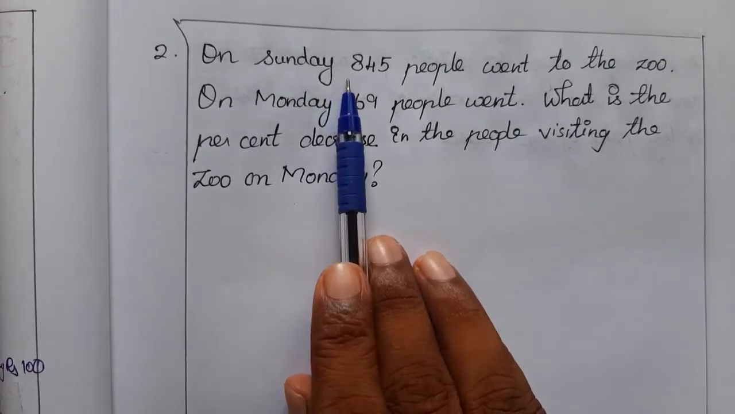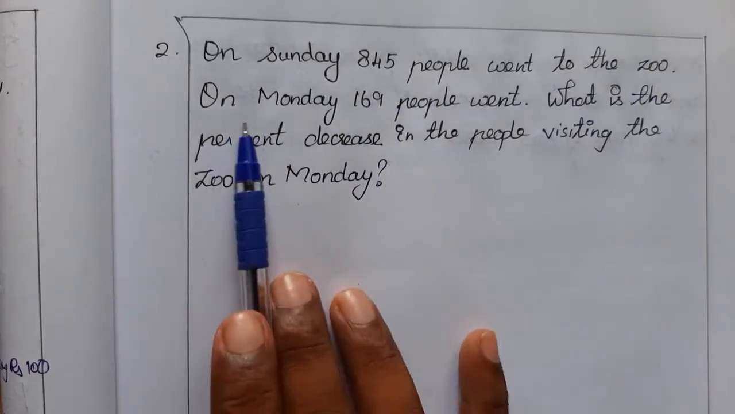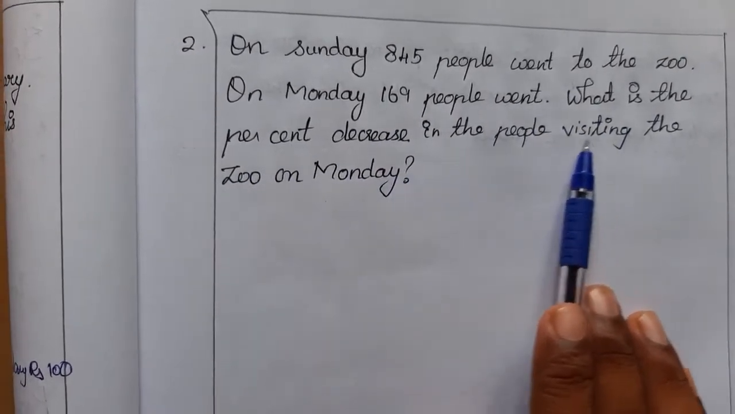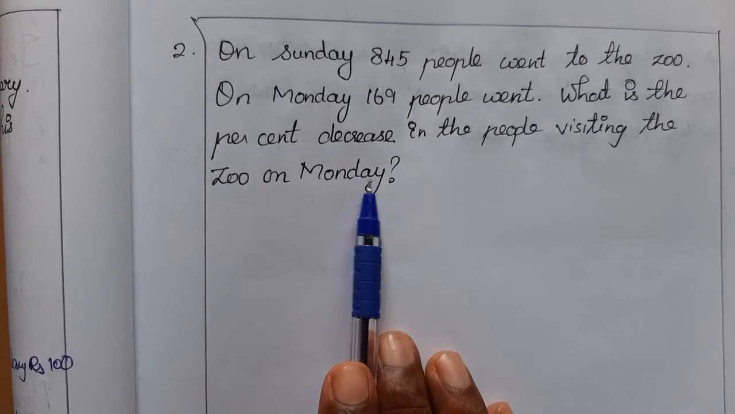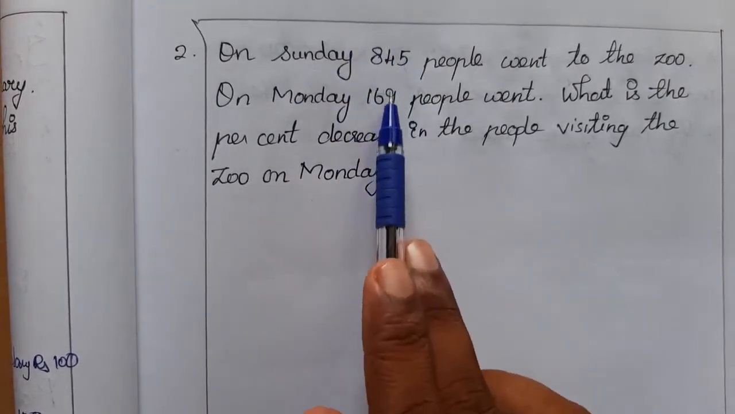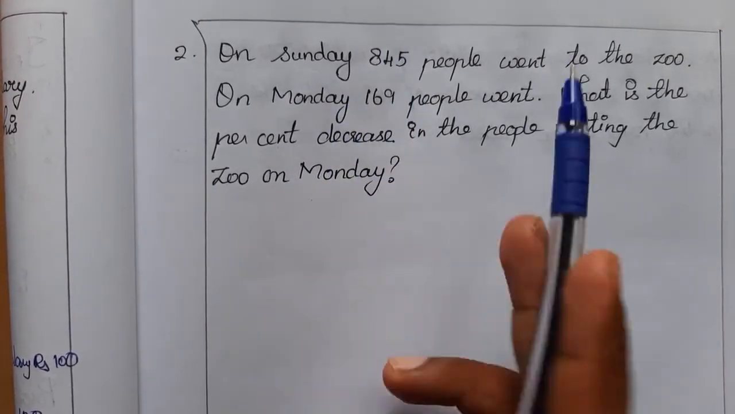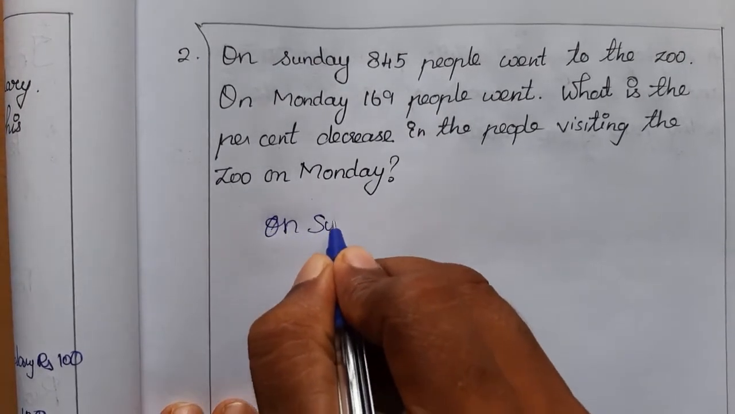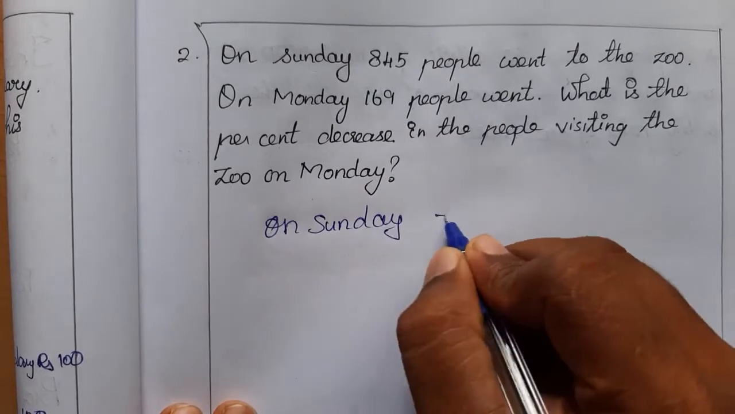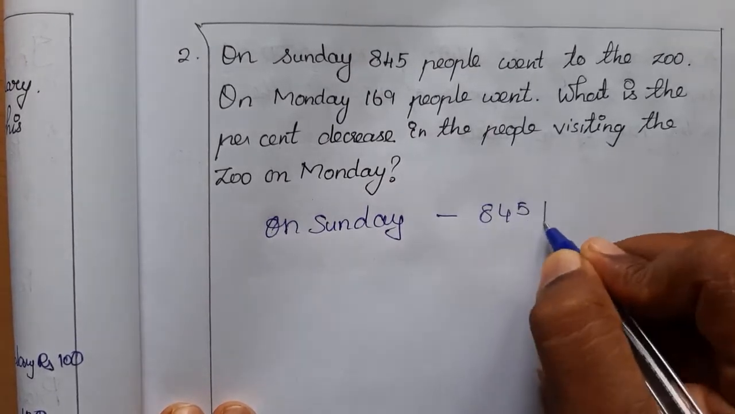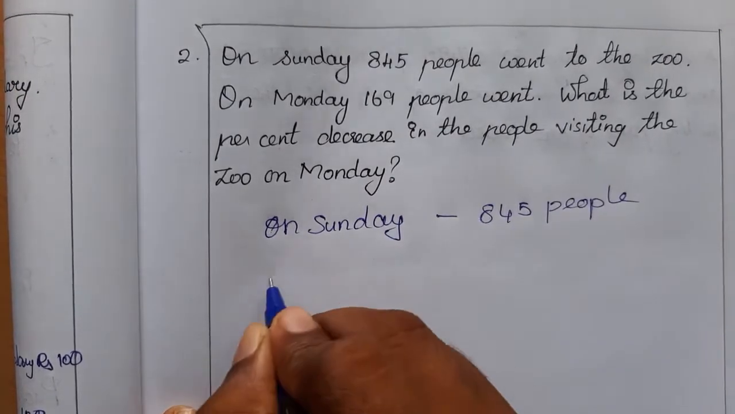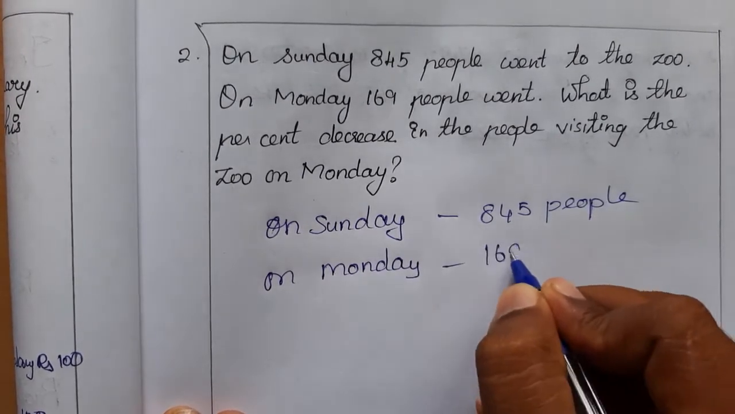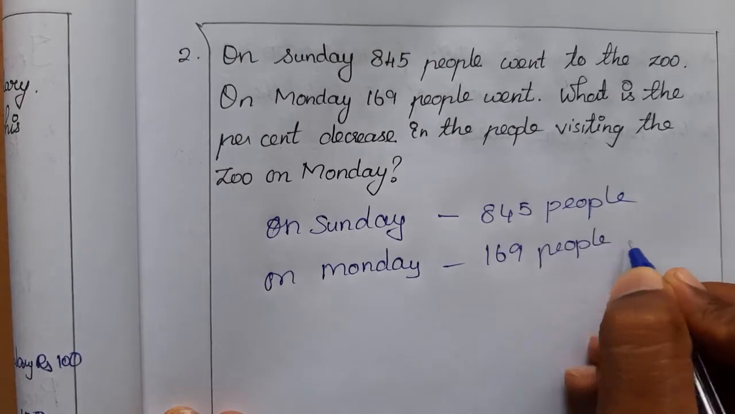On Sunday, 845 people went to the zoo. On Monday, 169 people went. What is the percentage decrease in the people visiting the zoo on Monday? So percentage decrease. We know the first total and the next day. So if we know the difference, then we can find the percentage decrease. So on Sunday, 845 people visited the zoo. And on Monday, 169 people visited the zoo.